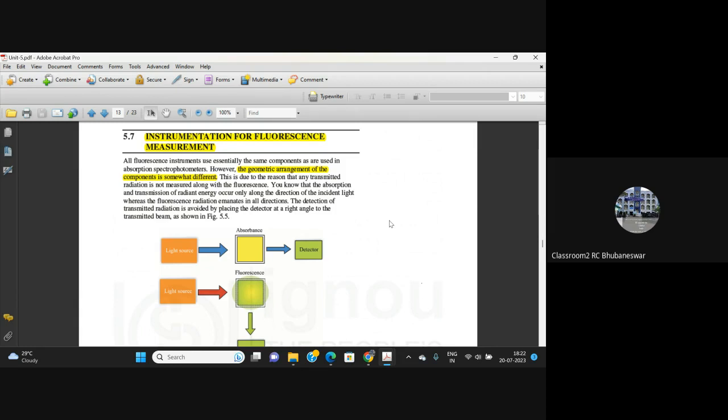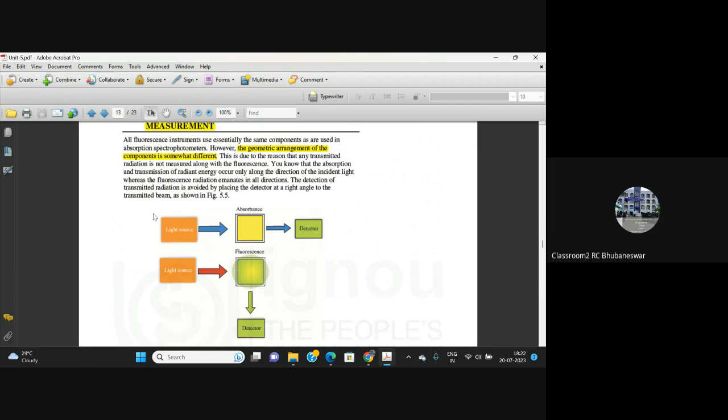But here, we need to make it clear: if you see absorption spectroscopy, UV visible spectroscopy, this was the design. Light source was there, sample was there, detector was there, parallel in that direction itself. But here, the light source and sample holder are there, and the detector is at a 90-degree angle.